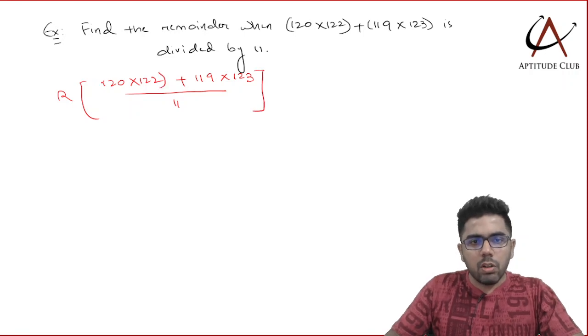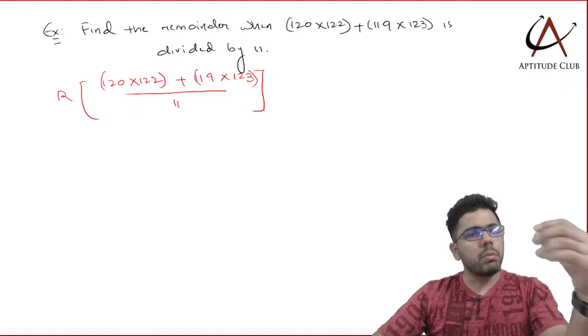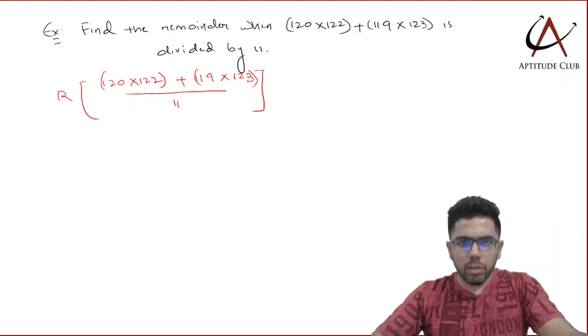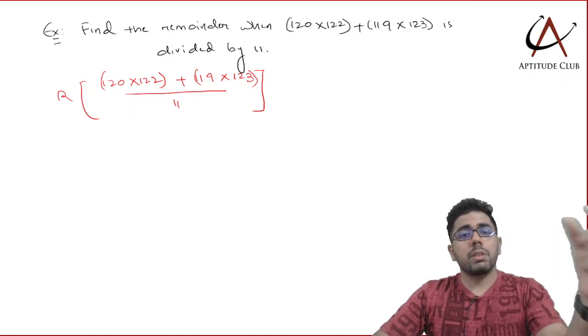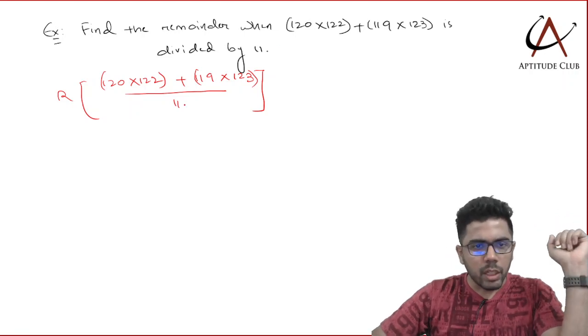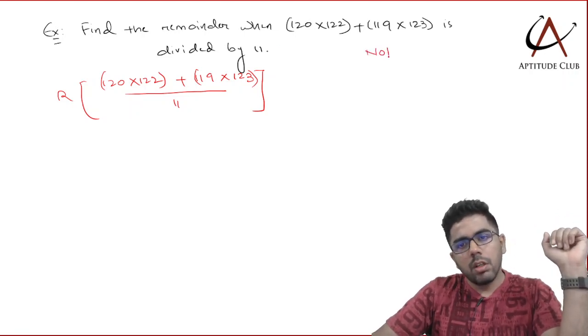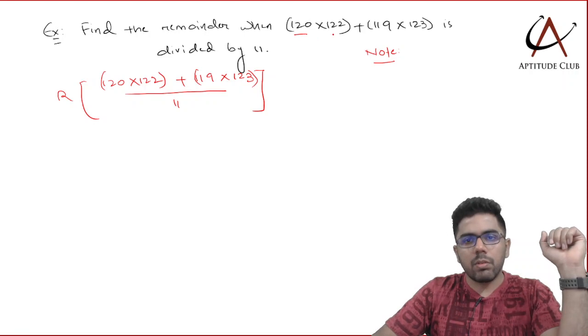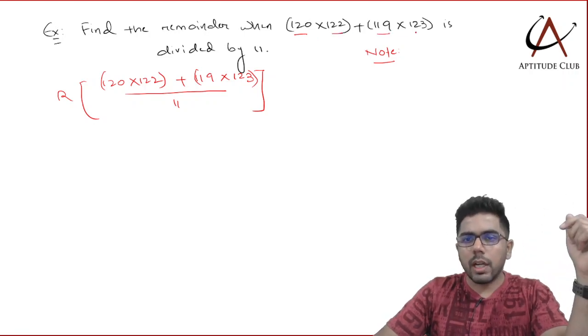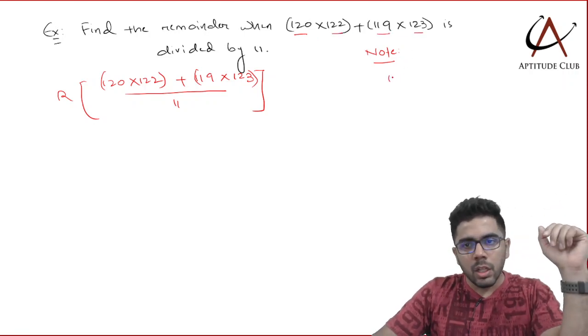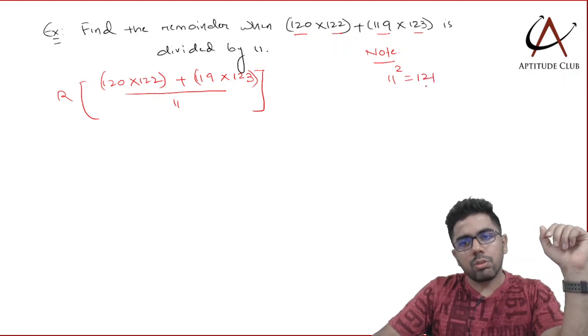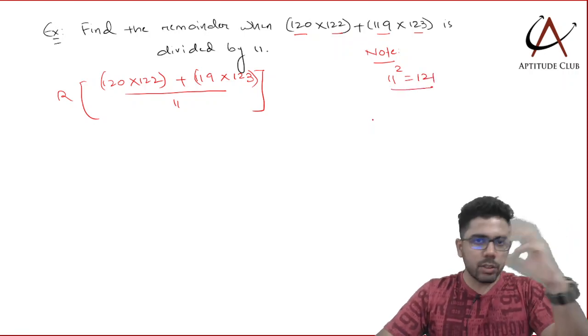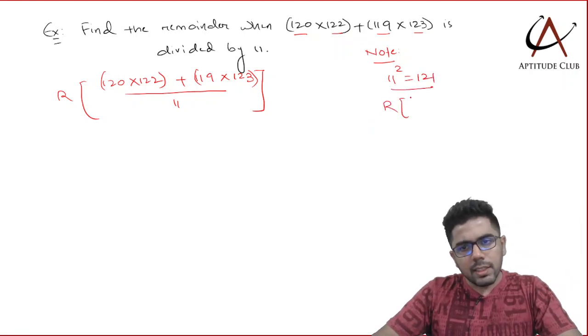Now obviously we are not going to multiply, then add and then find the remainder. That is one way to do it, but it will be too lengthy and then there's no point of asking such questions. So if such a question comes, how do you deal with it? The moment you see this number 11 and you look at the numbers given 120, 122, 119, 123, all these numbers are close to the square of 11. 11 square is 121. And can I say that 121 is divisible by 11?